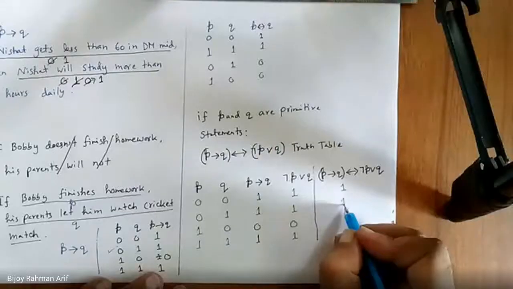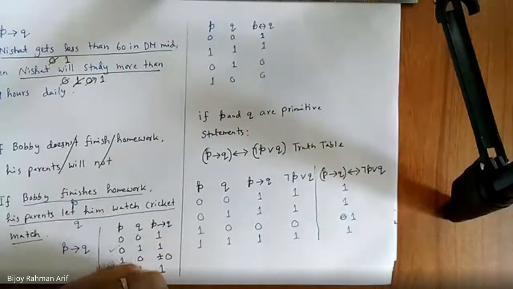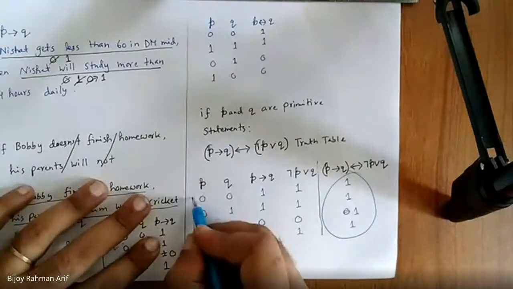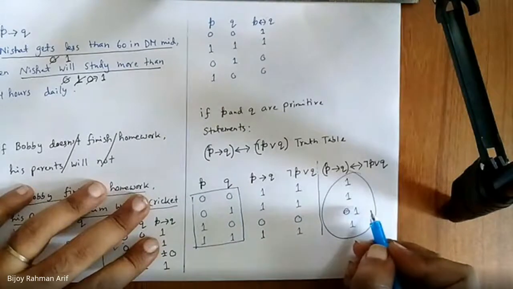Then what is the truth value for the final one, the bidirectional? So 1, 1, 1. All of them are 1. So what is the specialty about this? All are true. No matter which input pattern you give, the output is always true.